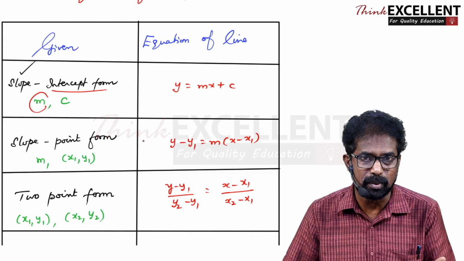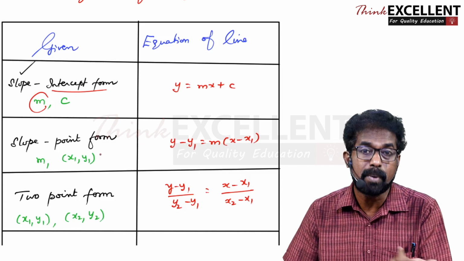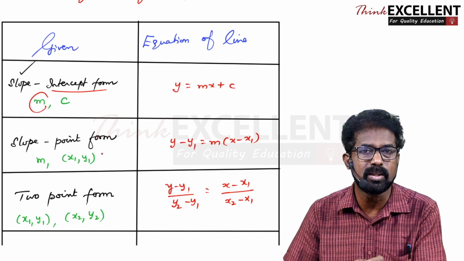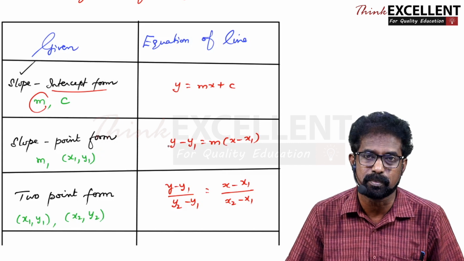Then you can't use the previous formula. Slope we know, but we don't know the y-intercept, right? Instead, we know a point. Given the slope and a point, the formula you use is y minus y1 equal to m into x minus x1.